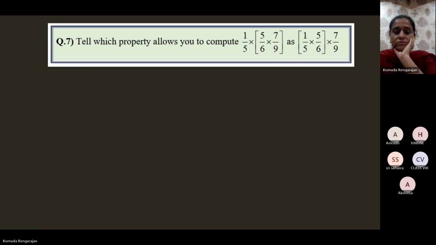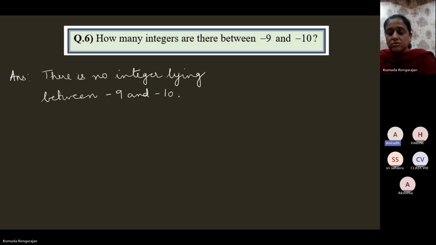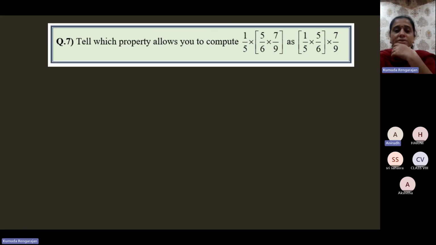Next one. Which property allows this? Associative property. Associative property of multiplication of rational numbers. Correct.